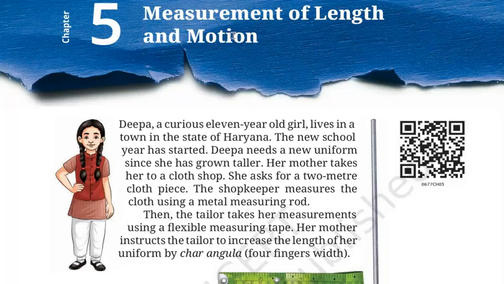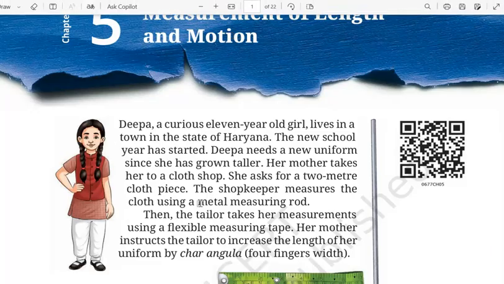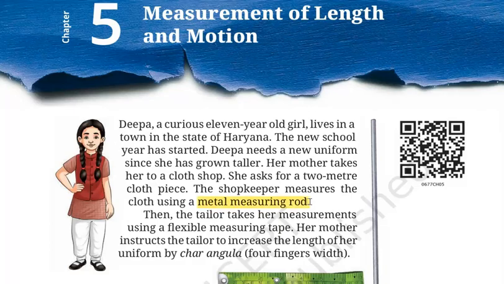And there she sees that the tailor is using a metal measuring rod, okay, to measure the length of the cloth. Okay, why does he measure the length of the cloth? Because Deepa's mother asks for 2-meter cloth piece. So the shopkeeper takes the measurement of the cloth piece using the metal measuring rod. Okay, now the tailor takes her measurement using a flexible measuring tape.